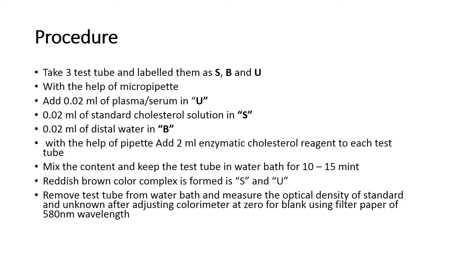Then, with the help of a pipette, add 2 ml of enzymatic cholesterol reagent to each test tube. Mix the contents and keep the test tubes in the water bath for 10 to 15 minutes. A reddish brown color complex is formed in S and U. Remove the test tubes from the water bath and measure the optical density of standard and unknown after adjusting the colorimeter at 0 for blank using a filter of 580 nanometer wavelength.